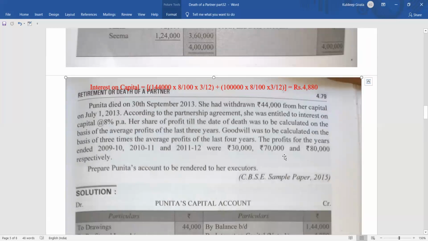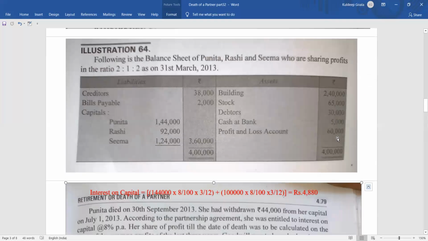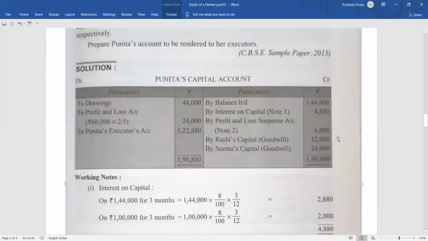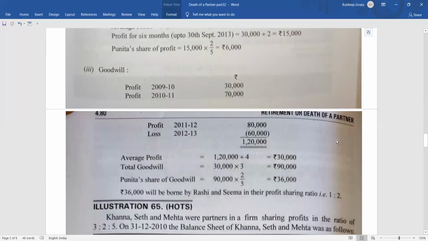Goodwill will be calculated for the last four years, right? So we have seen that 30,000, 70,000, 80,000 plus there is a loss. Actually, it's not a plus, it will be minus 60,000 because it is a loss, right? So the goodwill will be calculated on the basis of 4 years profit.